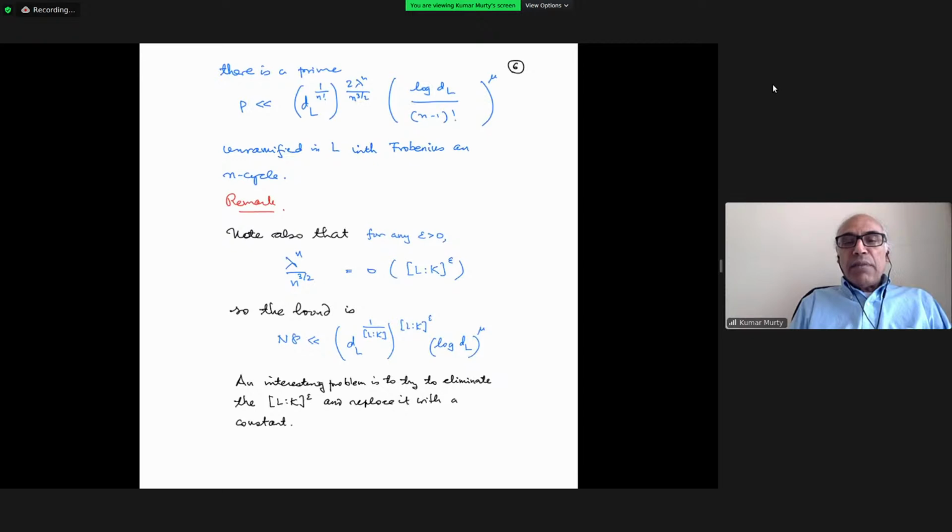I just make this comment here again that because the degree is n factorial, this lambda to the n over n to the 3/2 looks exponential, but it's tiny compared to the degree. So you have something which is, if I want to write it like this, the root discriminant to as small a power as you like of the degree. And as I said, still it's an interesting problem to try to eliminate this. I would have loved to have a constant here. We don't know yet how to do that.